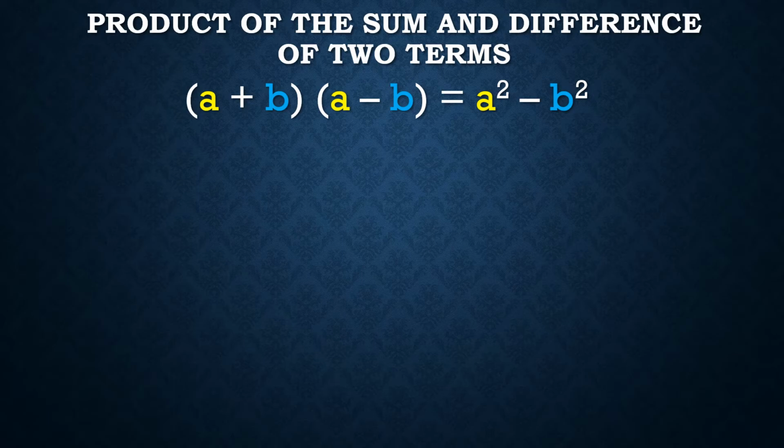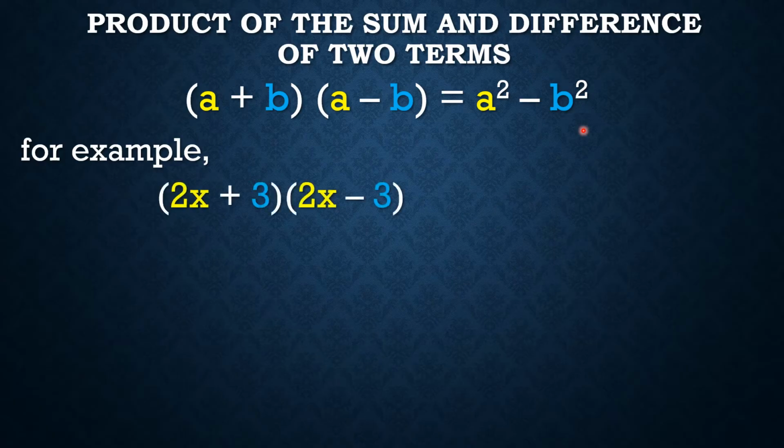Let's try to use the identity that we have learned earlier, that the product of the binomials a plus b and a minus b is equal to a squared minus b squared, wherein pareho sila ng first terms, and then pareho sila ng second term, and then yung isa ay sum at yung isa ay difference, ganito lang yung gagawin natin. For example, what is the product of 2x plus 3 and 2x minus 3?